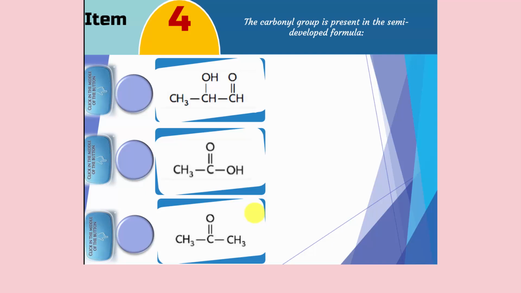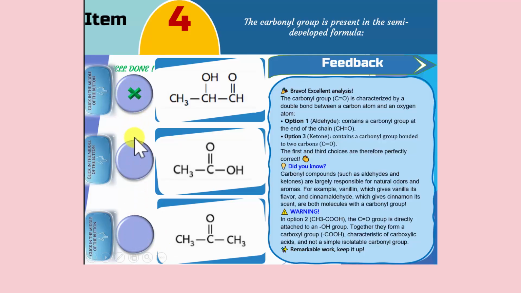Excellent work. The first and third choices are correct because they contain a carbonyl group defined by a carbon-oxygen double bond, C=O. In the first option, that group appears at the end of the chain, making it an aldehyde. In the third, the carbonyl carbon is bonded to 2 other carbons, making it a ketone. The second option is different. Its carbonyl is directly attached to an OH group, forming a carboxyl group characteristic of carboxylic acids.